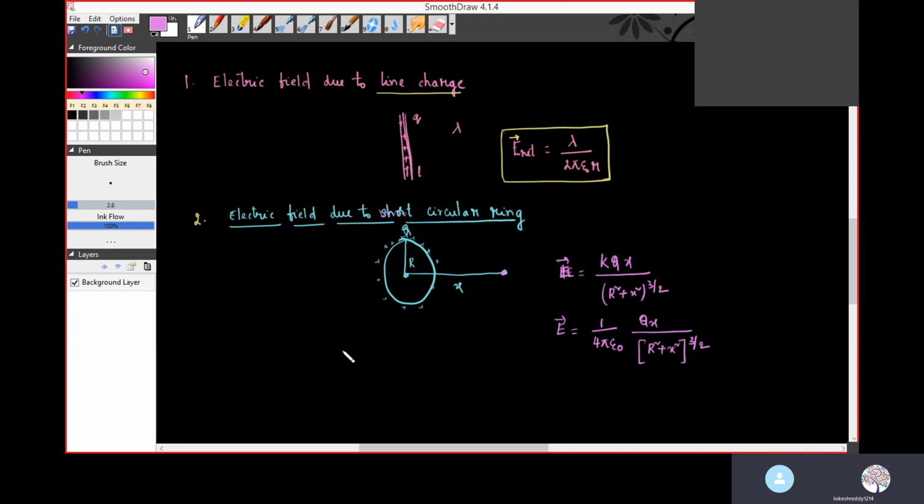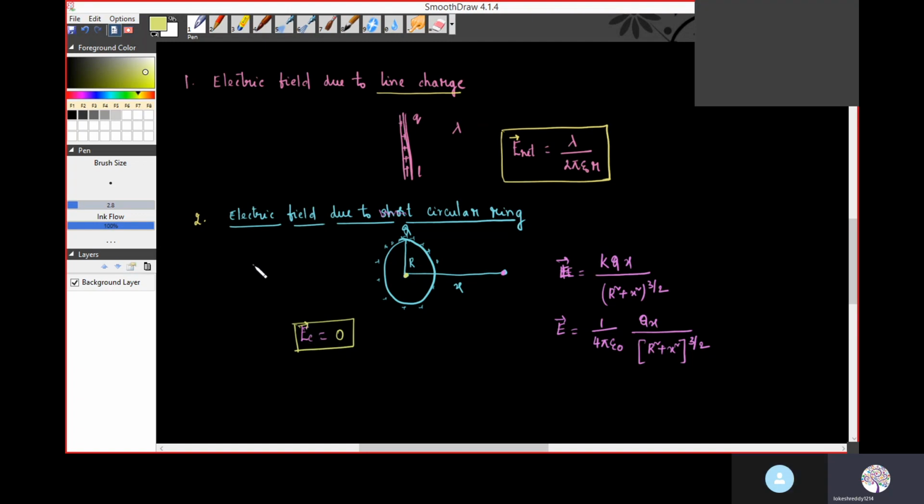Now x is the distance from the center of this ring. At the center, the electric field is equal to how much will it be? If you put x is equal to 0, you will get the field at the center. It is equal to 0, because if you put x is equal to 0, this term will become 0. So the field at the center will be 0.